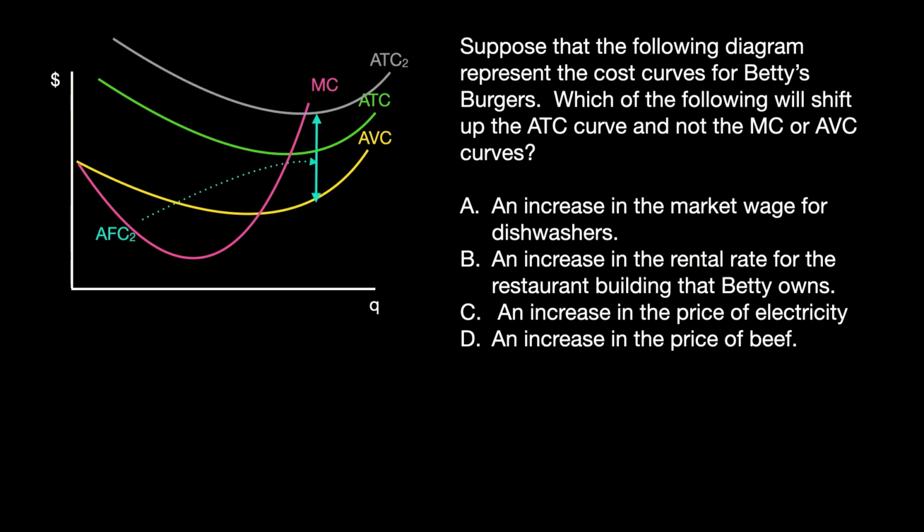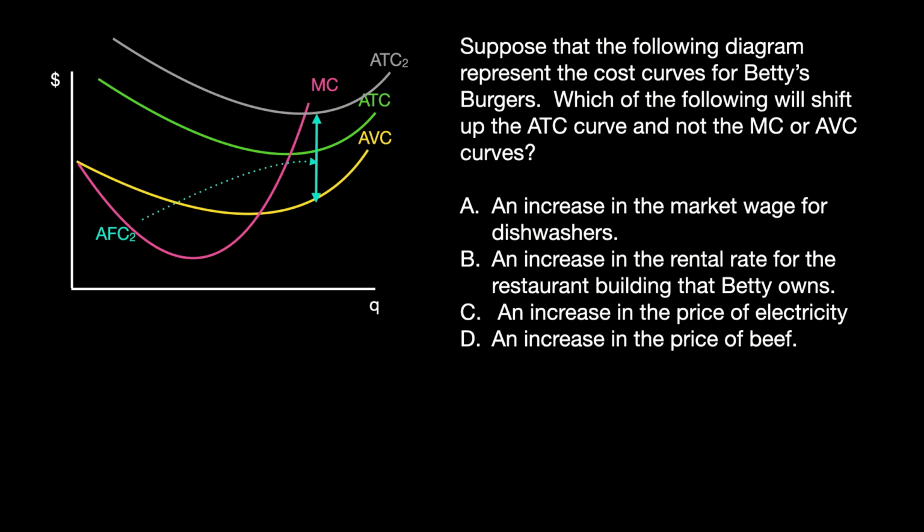Recall that in this graph, the vertical distance between average total cost and average variable cost is average fixed cost. When this vertical distance increases from an increase in fixed cost, average total cost shifts up, but average variable cost and marginal cost remain the same. The only example of fixed cost in this list of options is the increase in the rental rate for the restaurant building that Betty owns.